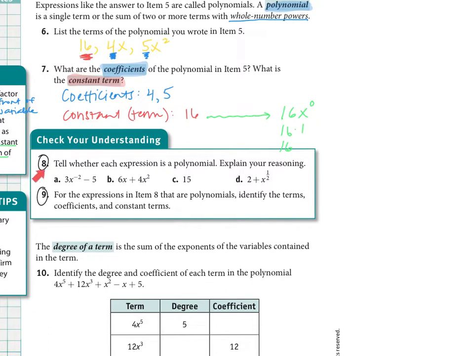Let's first start off looking at number 8. So think back to what we learned about what a polynomial is. Think back to that definition. What it wants us to do is tell whether each expression is a polynomial. For the explain your reasoning part, I'm just going to highlight which part makes it not a polynomial. So if it's not a polynomial, I'll highlight that, but I want you to pause the video right here, answer each of these questions in the margin, and then we're going to go over them.